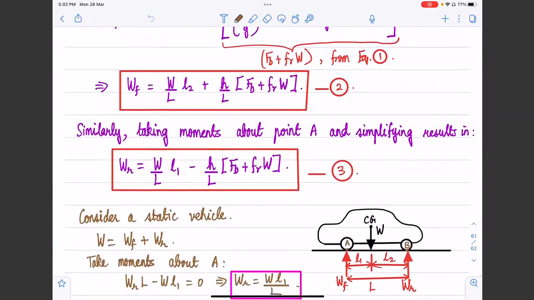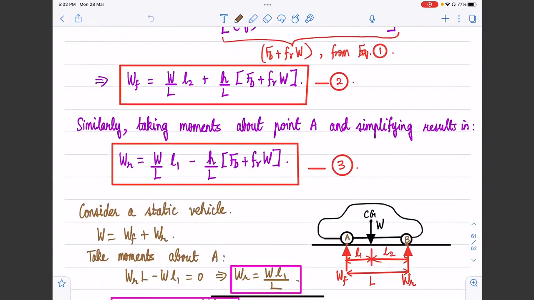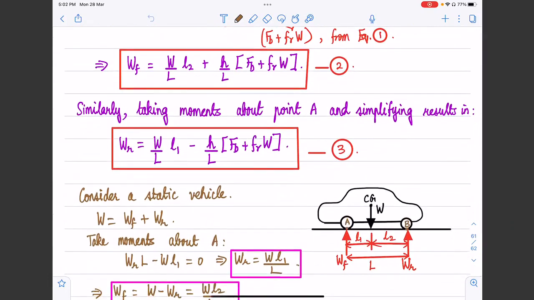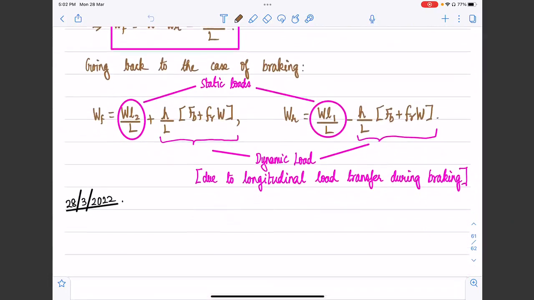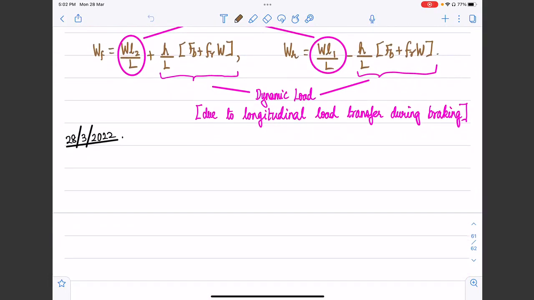got the normal load acting on the front wheel and the rear wheel during braking, and we interpreted that the normal load acting on the wheels had two components. One was the static load, and another was the dynamic load. The dynamic load came in due to the longitudinal load transfer that happens during braking. So that's where we stopped.